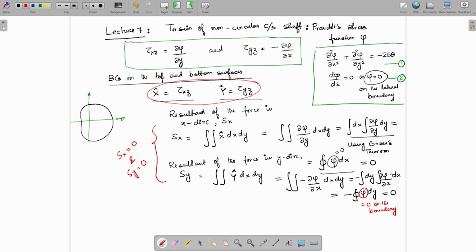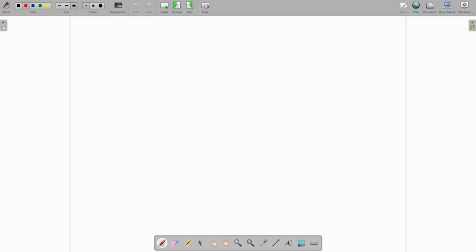Now, let us see whether this x hat and y hat distribution will produce the torsional moment Mt. Let us see the expression for Mt. The torsional moment that is acting on the shaft, Mt, can be written as the integral of x y hat minus y x hat, into dx dy, where x is the moment arm for the y hat force and y is the moment arm for the x hat force.